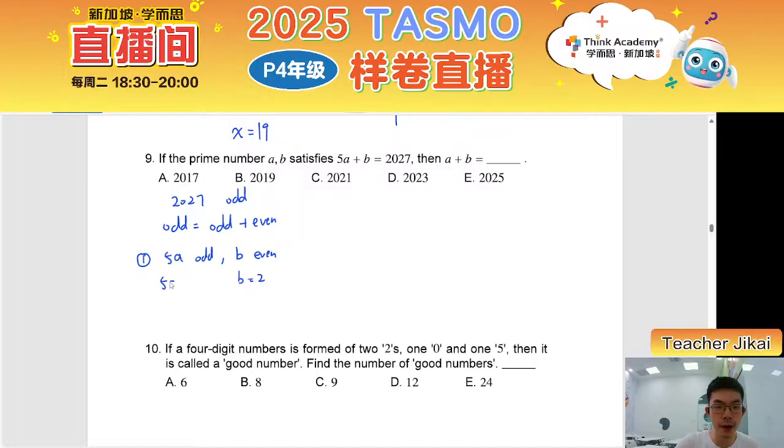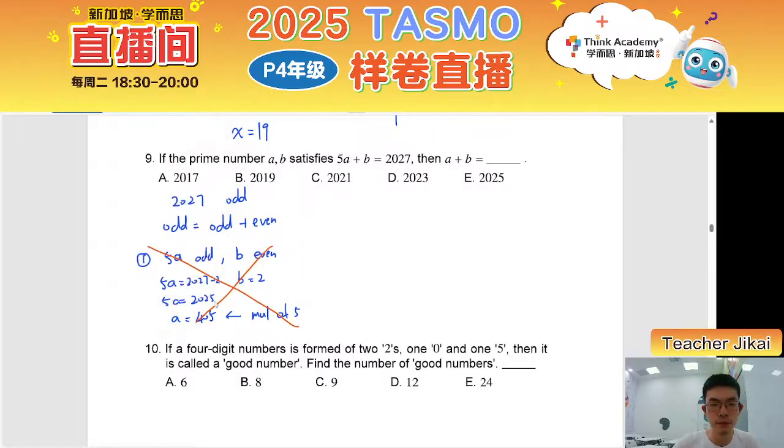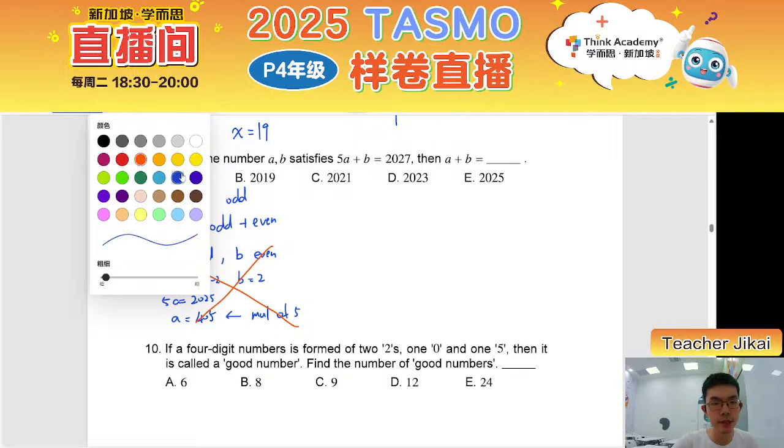So now we know 5a is 2027 minus 2, which equals 2025. 5a is 2025, so a here is 405. Is 405 a prime number? No, because you can see the ones digit is 5, so of course it is a multiple of 5, not prime. So in this case, it cannot be the answer, right? So how about the second case?